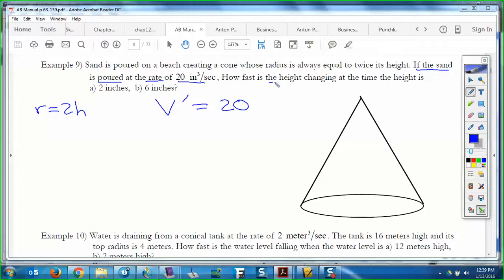How fast is the height changing? So what can I label that? H prime. So that's what I'm trying to find. At the time when the height, and we'll just do one of these, when the height is 2. So that would be H. So at some point in time, as the sand is piling on here, the pile will be 2 inches tall. Now, this is not changing in the problem, but this is, right? The height is always changing, right? So I do not want to plug a 2 in for H until way later, right? Because that is changing.